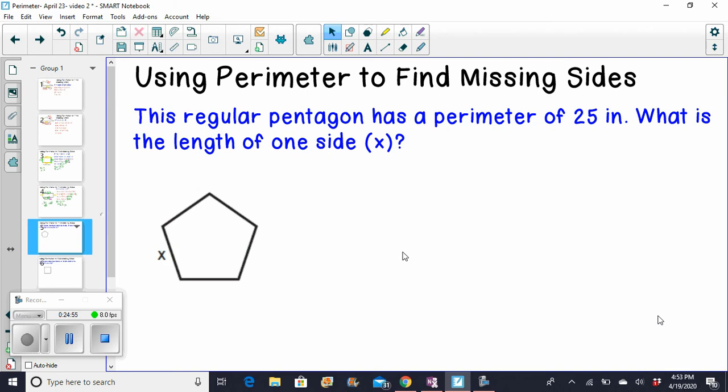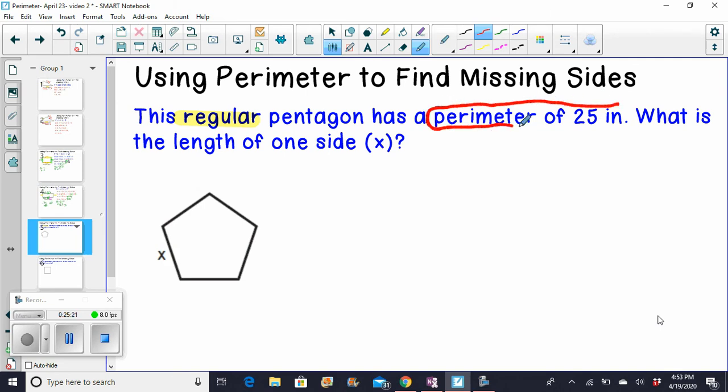Don't worry, we're going to use the knowledge that we have. We're going to use what we know to find what we don't know. So read the prompt here. It says, this regular pentagon, ooh, that word regular is important. I wonder if you can remember from the last video what it means. This regular pentagon has a perimeter of 25 inches. Oh, so we know the perimeter. We're given the perimeter. Awesome.